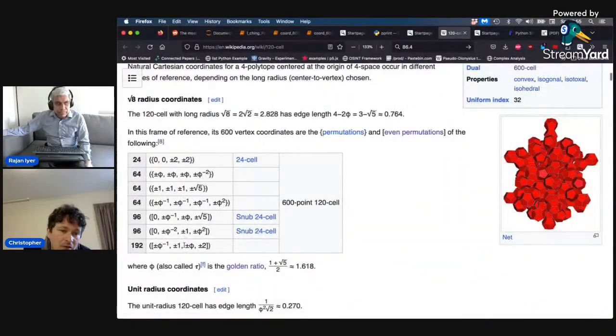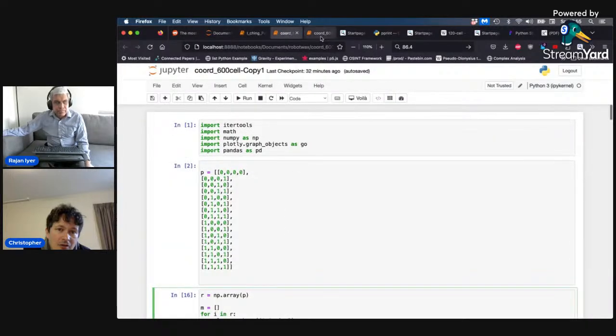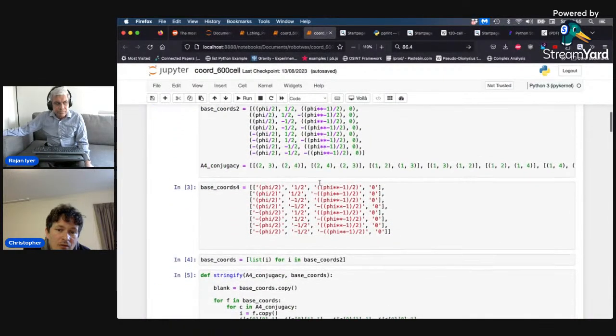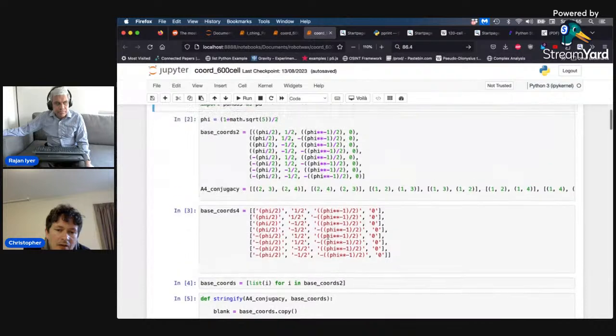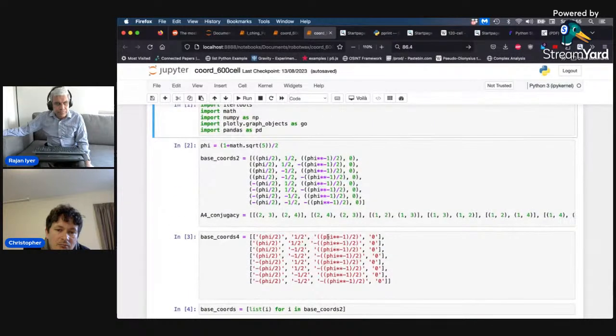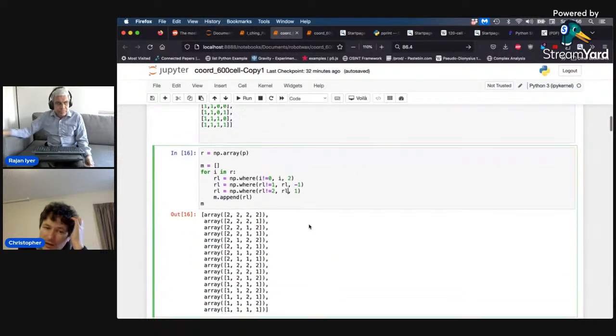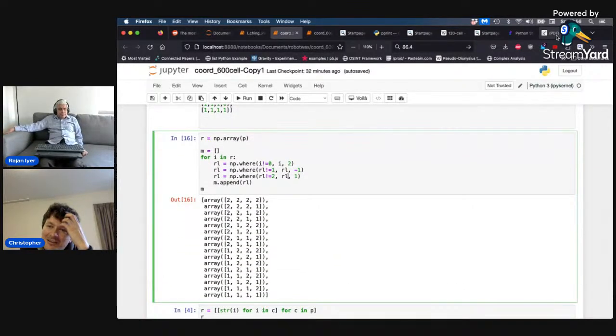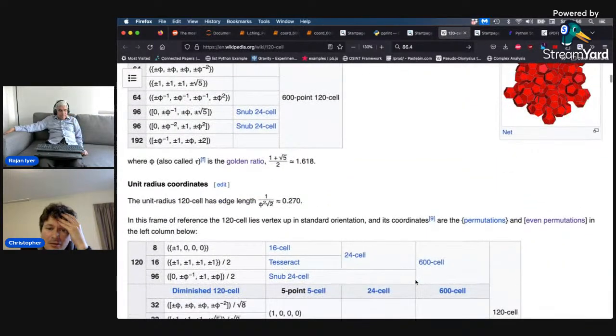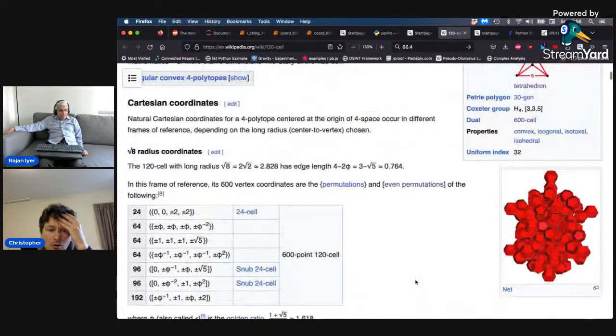So to do that, we need all of these coordinates, and use a similar approach to what we did to generate all of the 600 cell coordinates, which is what I'm attempting to do here, obviously. Slowly. I'm not the sharpest on a Saturday by any stretch of the imagination. Okay, so if we can do that, then we can figure out which particle.